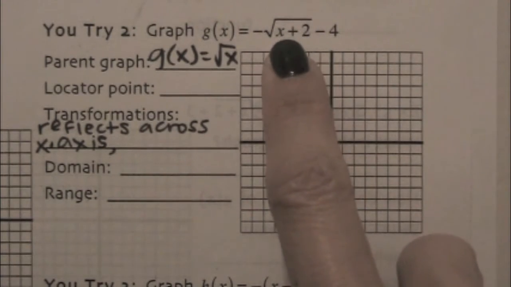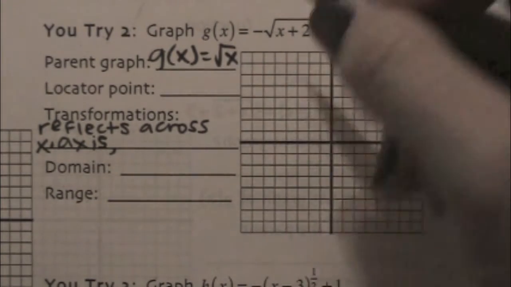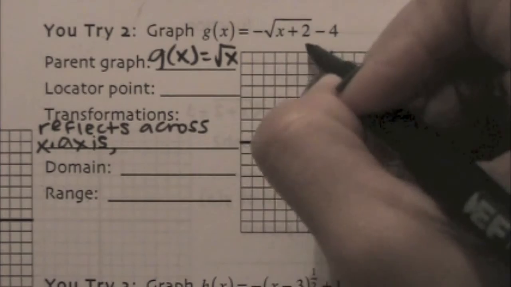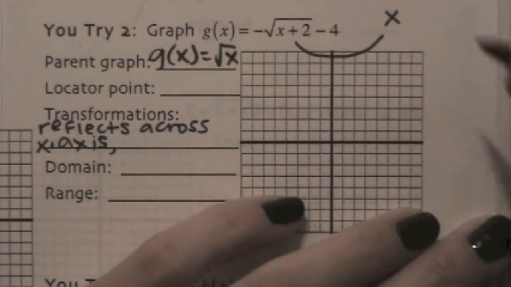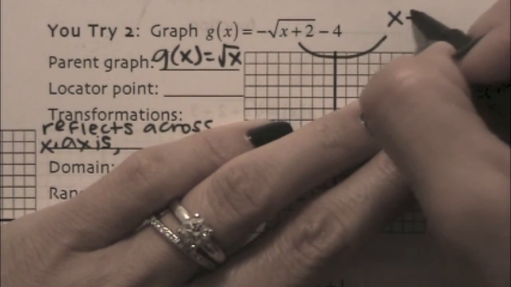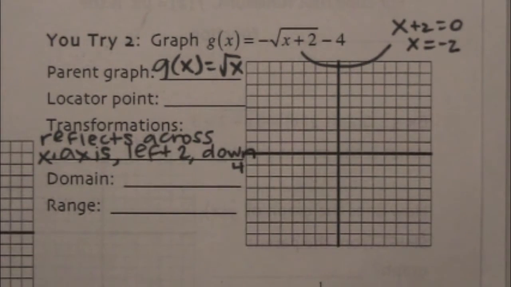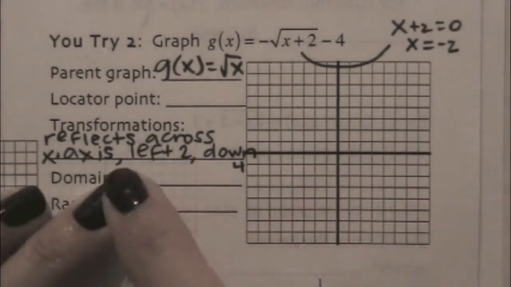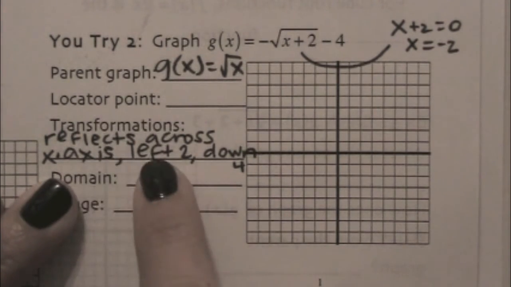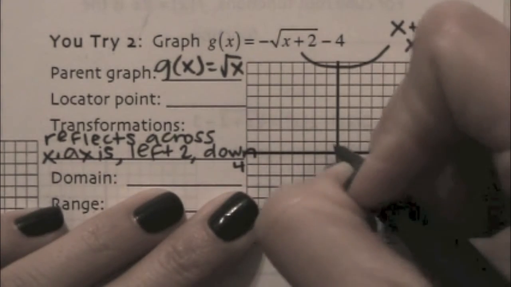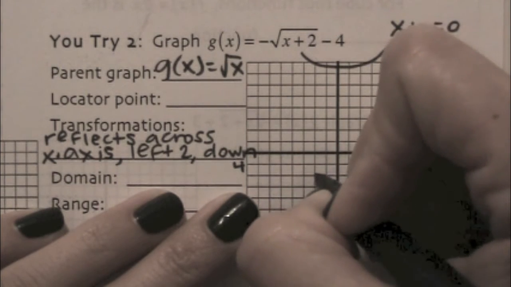And then just like in the previous problem, when it says x plus 2, you're going to take anything that's underneath the radical and set it equal to 0. Okay, so we have a reflect across the x-axis, left 2, down 4. So we're going to go left 2 and down 1, 2, 3, 4.